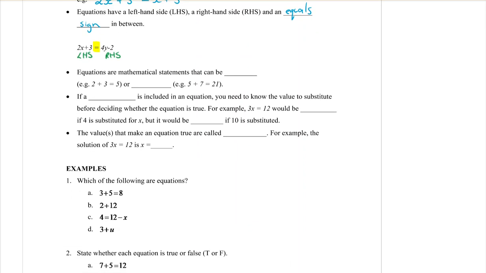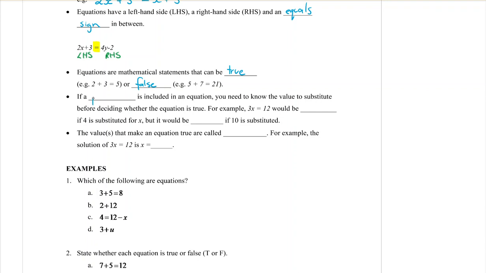Equations are mathematical statements that can be true. So, for example, 2 plus 3 equals 5. Well, 2 plus 3 does equal 5. Or sometimes they can be false. Like 5 plus 7, that equals 12, not 21. So that next equation there is actually false.